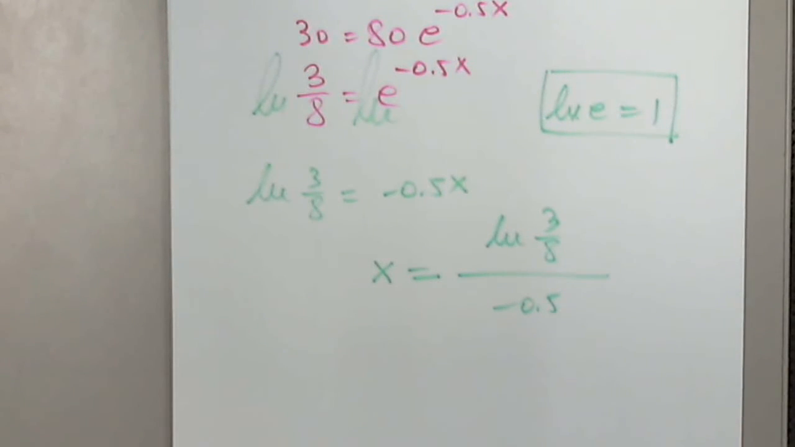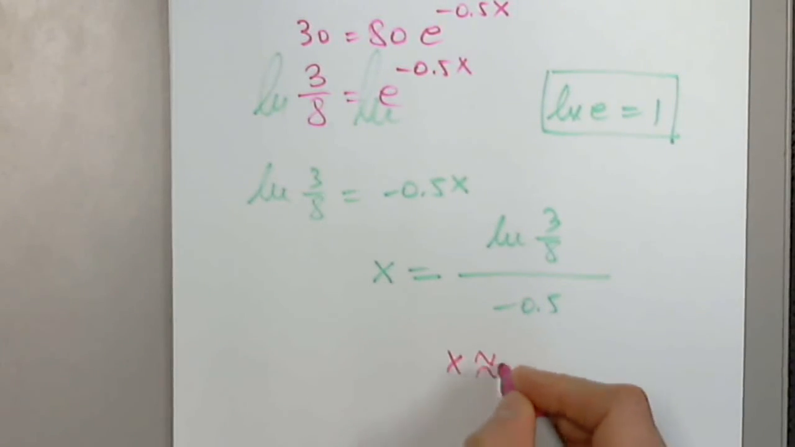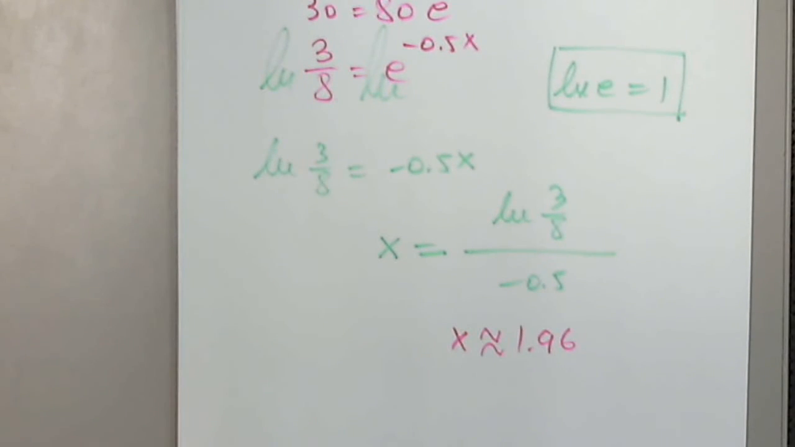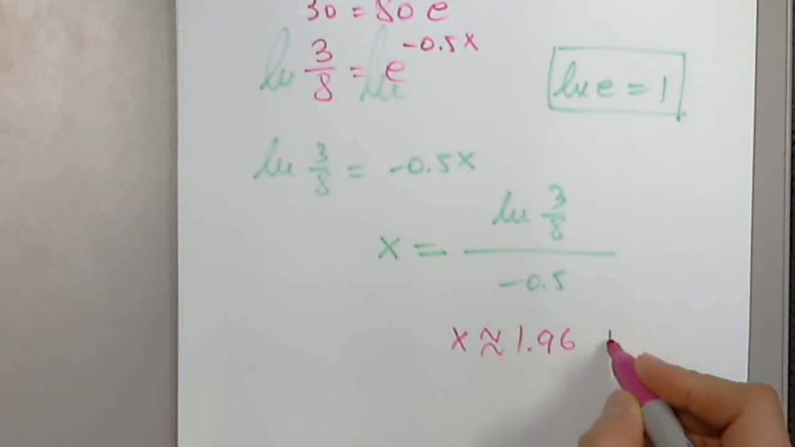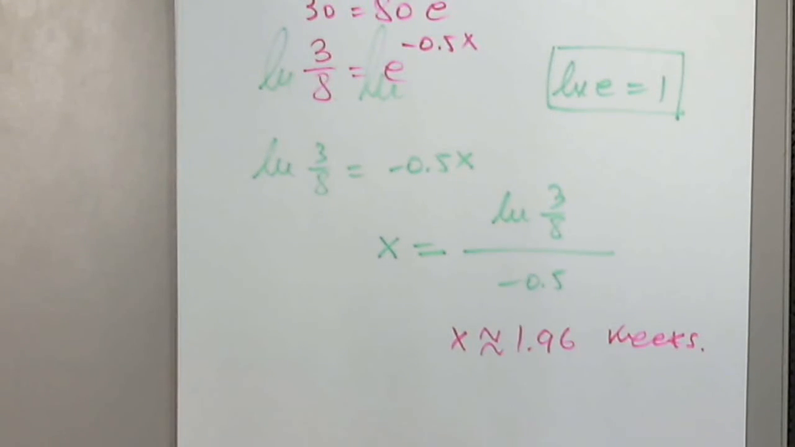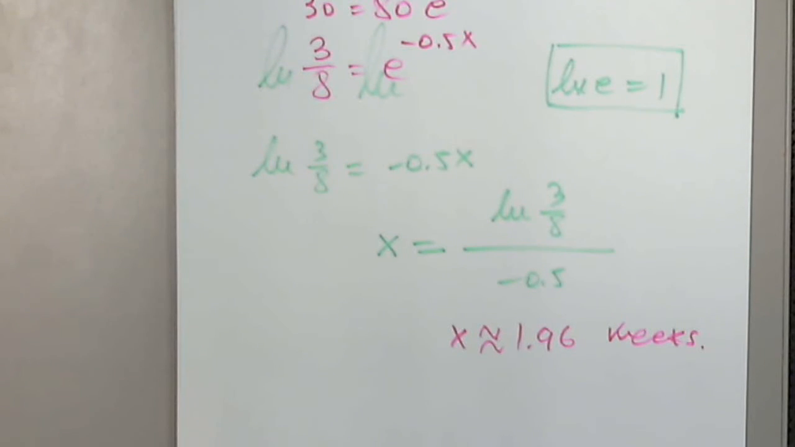So let's go in here and go to second and quit. Clear if you want. Then I plug in natural log, parentheses 3 divided by 8. Don't forget to close the parenthesis. Then divide, in parentheses please, by negative 0.5. And 1.96. Hey, an irrational number. What does 1.96 mean? That's how many weeks? Yes, approximately 2 weeks. So in 2 weeks you can get half.